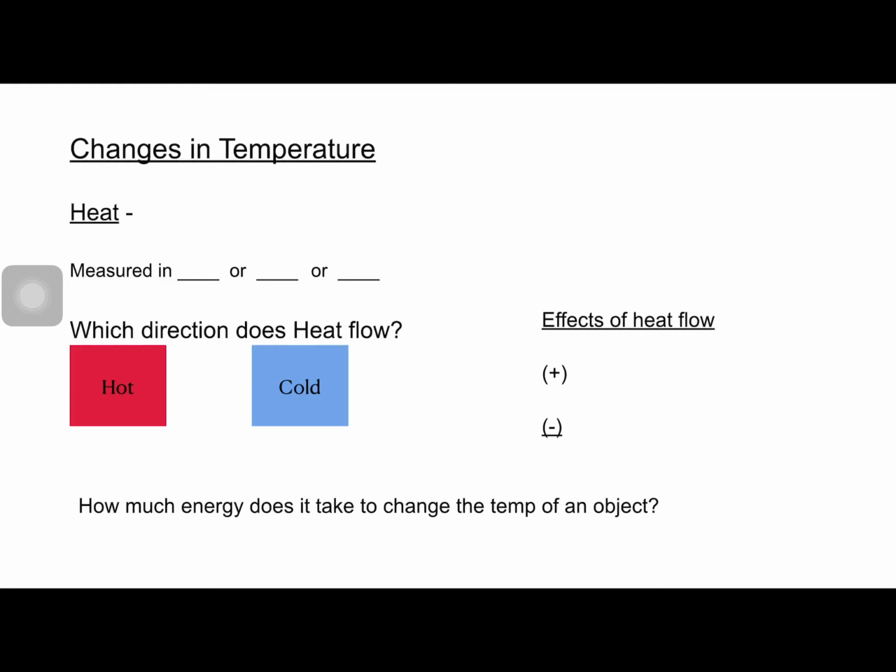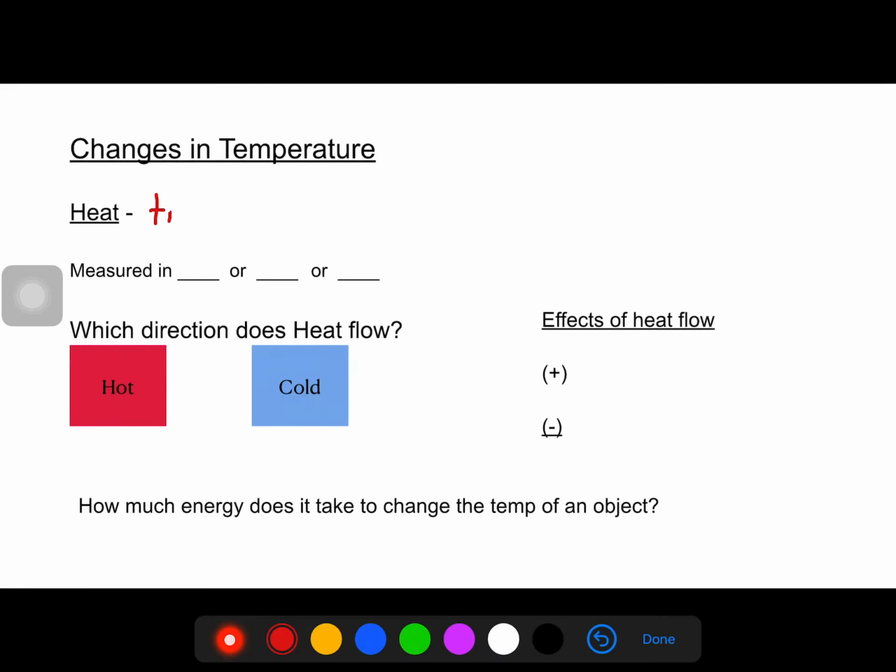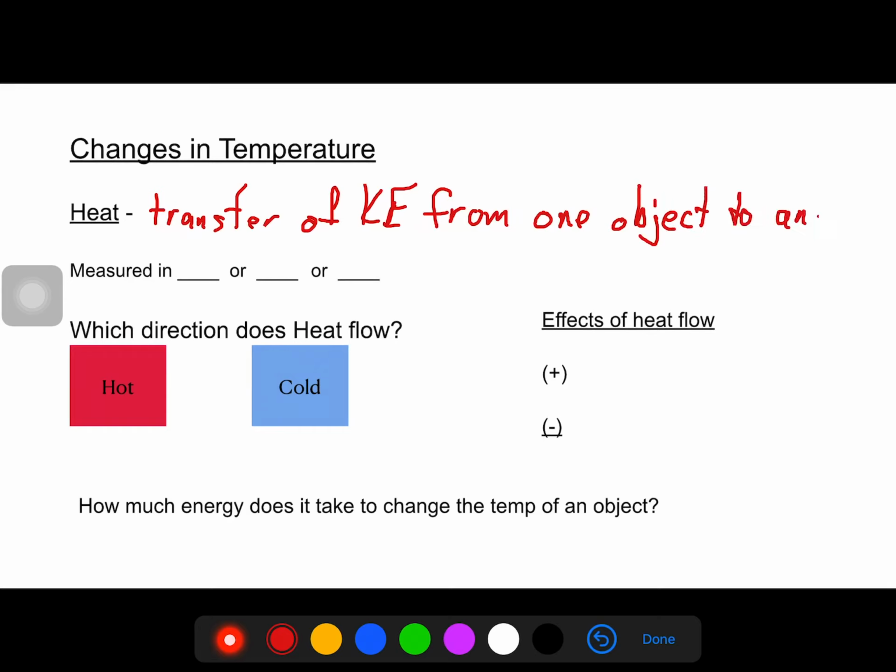So when we talk about heat, heat is the transfer of kinetic energy. Now, when we talked about kinetic energy, average kinetic energy was temperature, right? So we're talking about changing the temperature. Heat is the transfer of kinetic energy from one object to another. So if you touch your desk that you're maybe sitting at right now, and it feels cold, the reason it feels cold is because you're transferring heat from your hand into the desk.